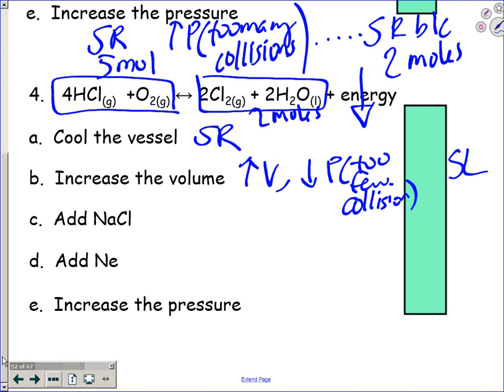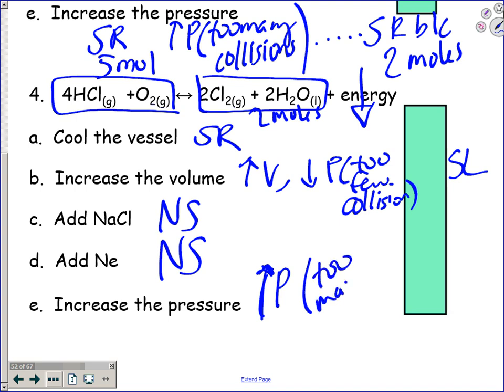Good. Adding sodium chloride. Everybody. I like Hunter's response. Okay, so no shift. Good. Everybody for the next one, D? I like this one. Nobody else is doing it? Okay, no shift. And then increase the pressure. I need to see your hands. Increase pressure. Oh, too many collisions. If I have too many already, I need to go to fewer, which would be a shift right.